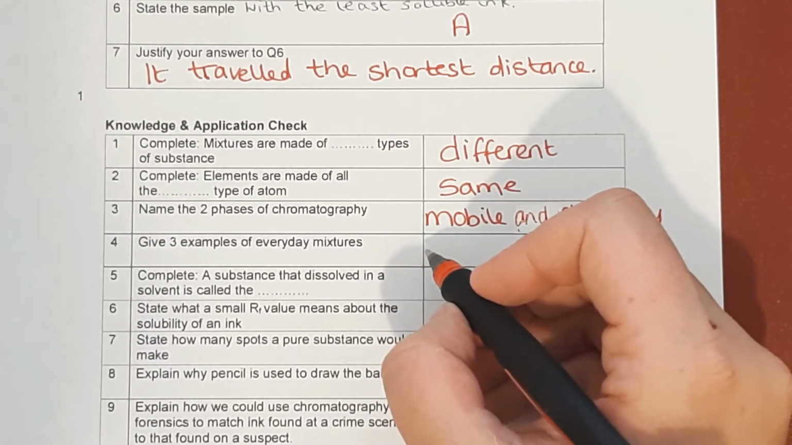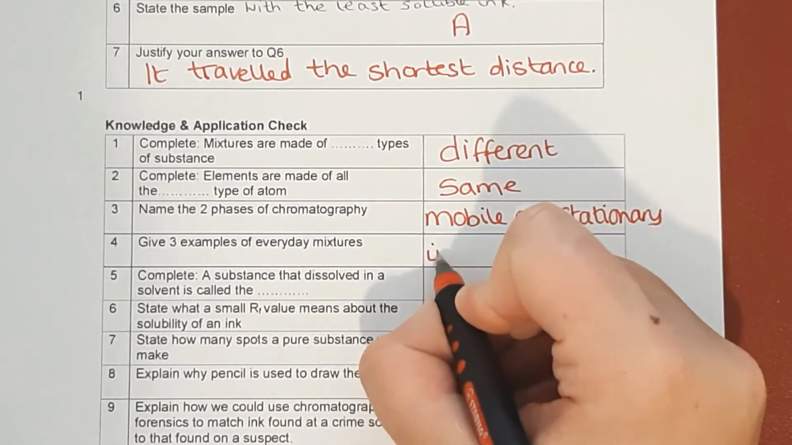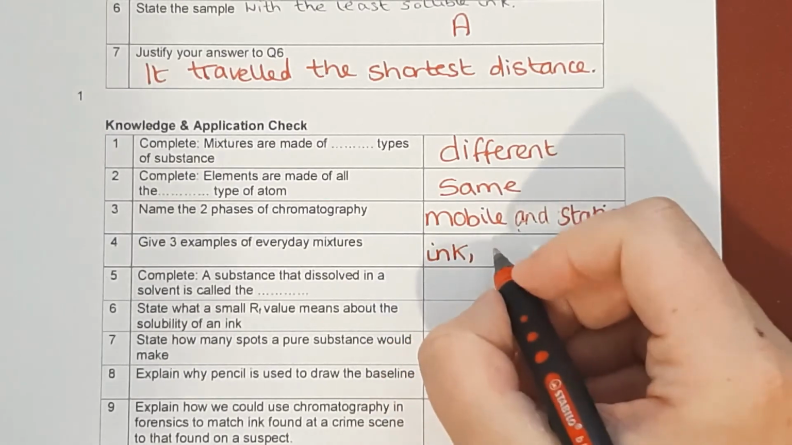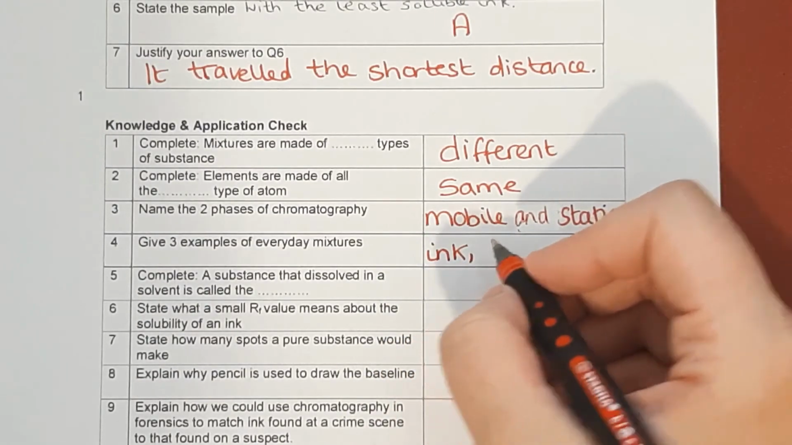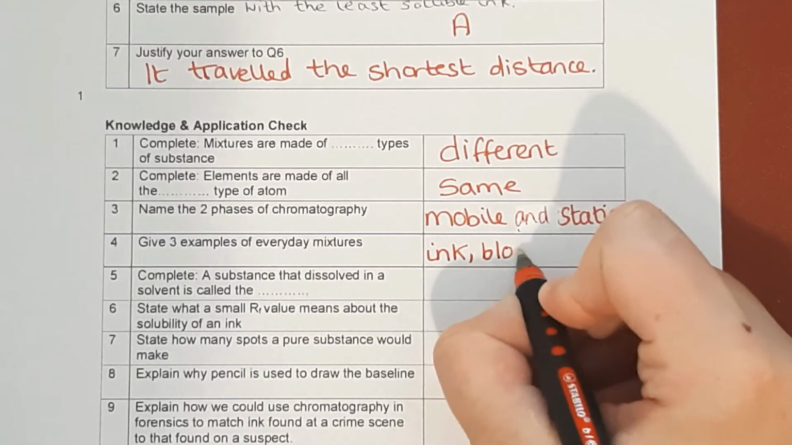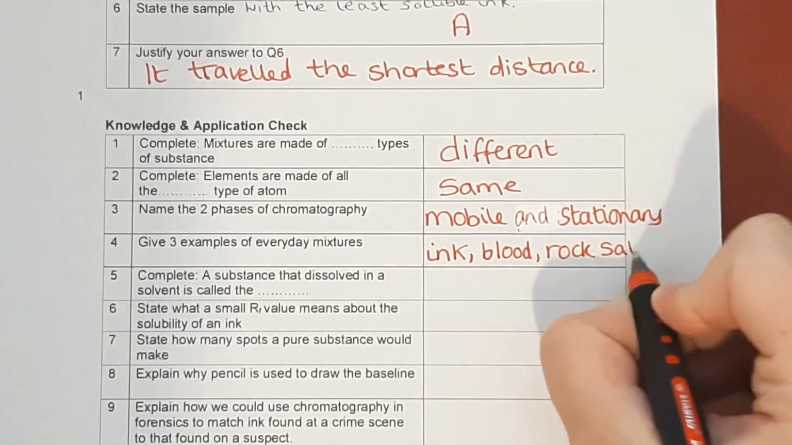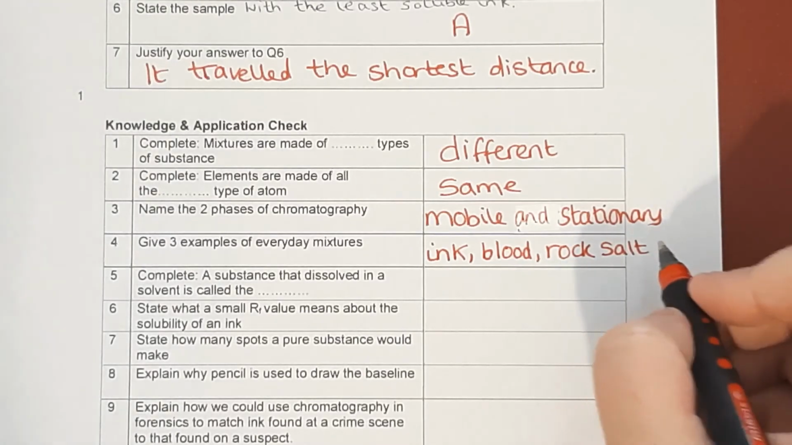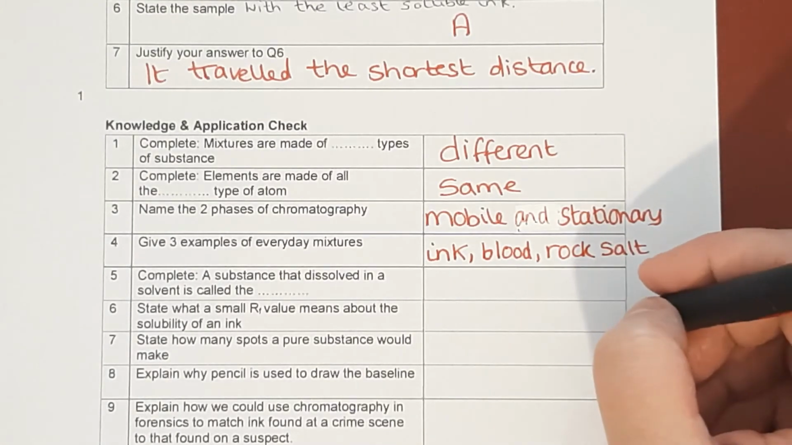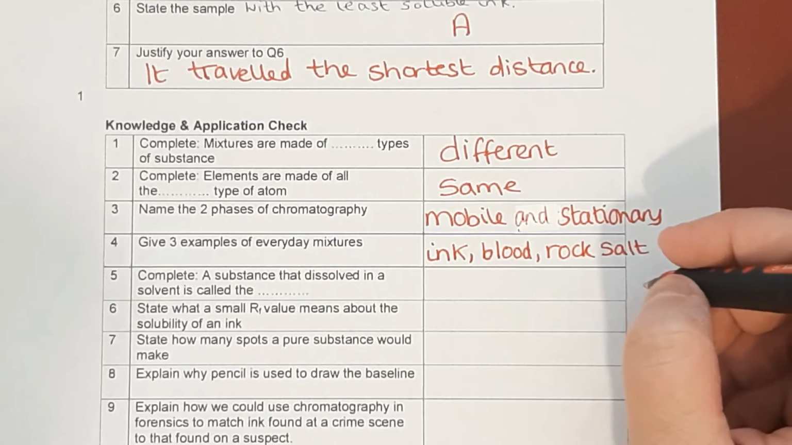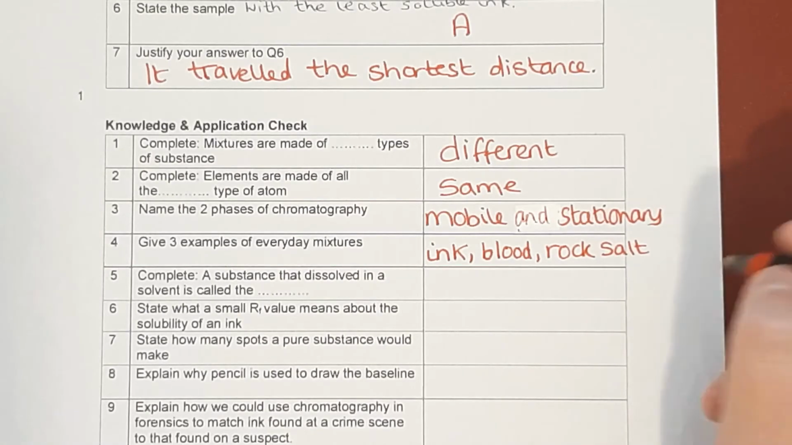Okay, so there's a lot of answers I can accept here. So anything along the lines of inks, dyes, blood is another example we had. Rock salt, these were 3 examples we had in this lesson. There are a lot of other answers you can give. If you have any questions about this, ask an adult at home or email me. That's not a problem to check.